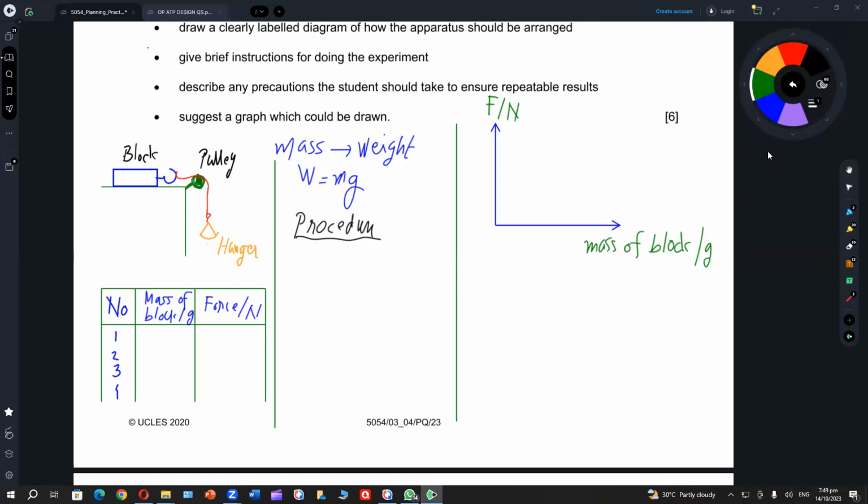Now put some mass on the block. Repeat the trial for different masses of the block.